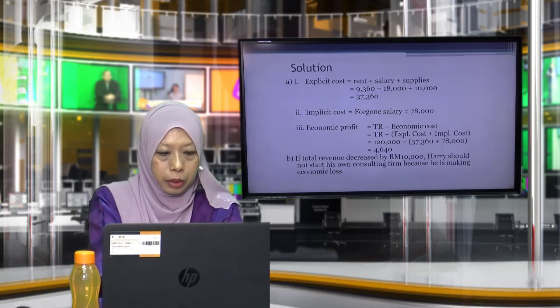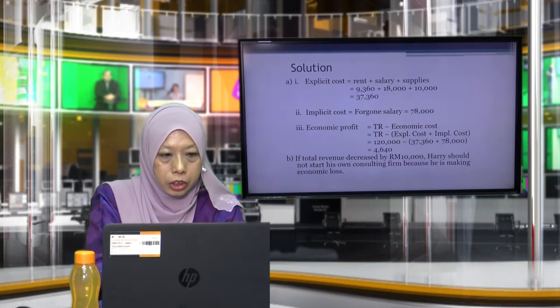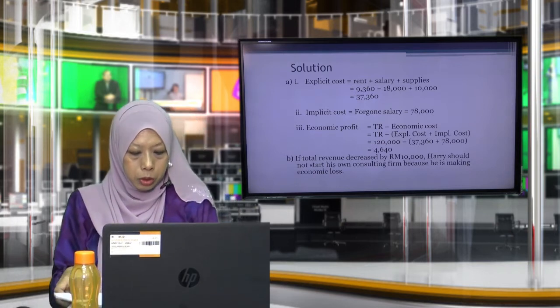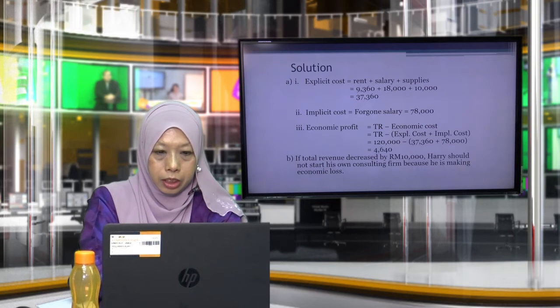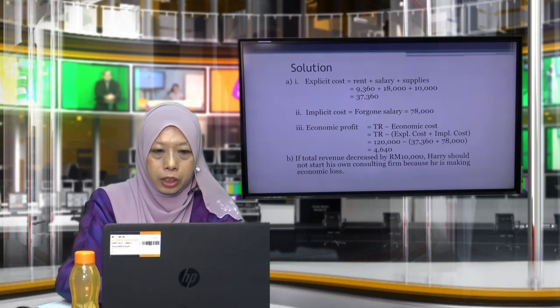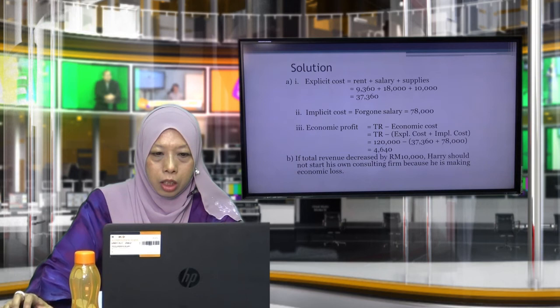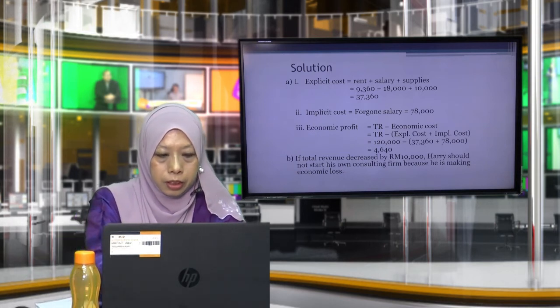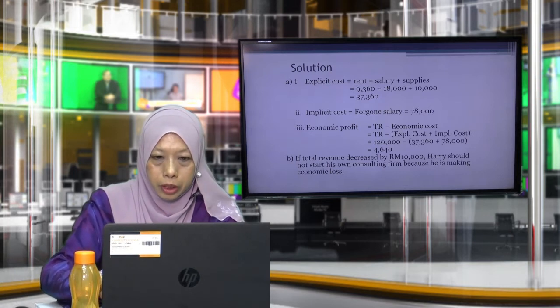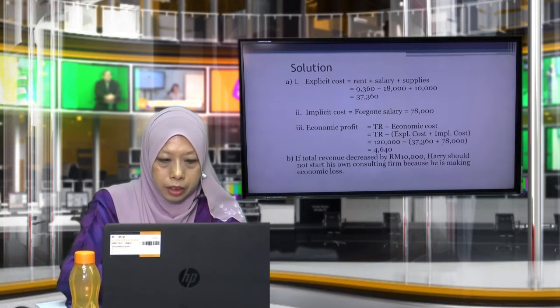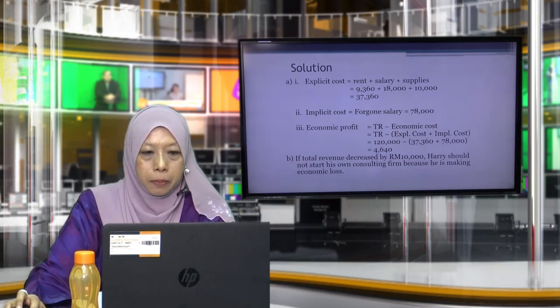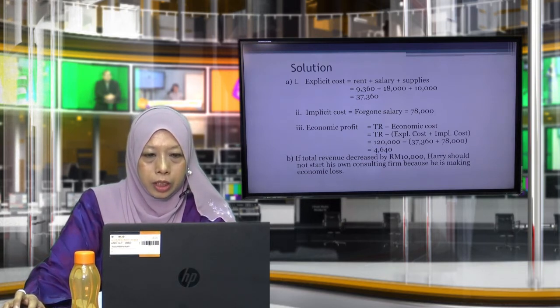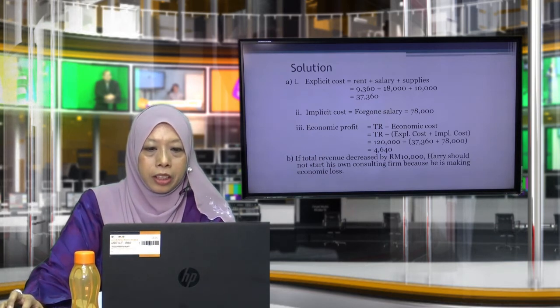Your economic cost, we have already calculated just now. So your economic cost should be equal to 37,360 just now, 37,360 plus 78,000. So this brings us to a total of 115,360. So we have 78,000 plus 37,360. So that brings us to a total of 115,360.